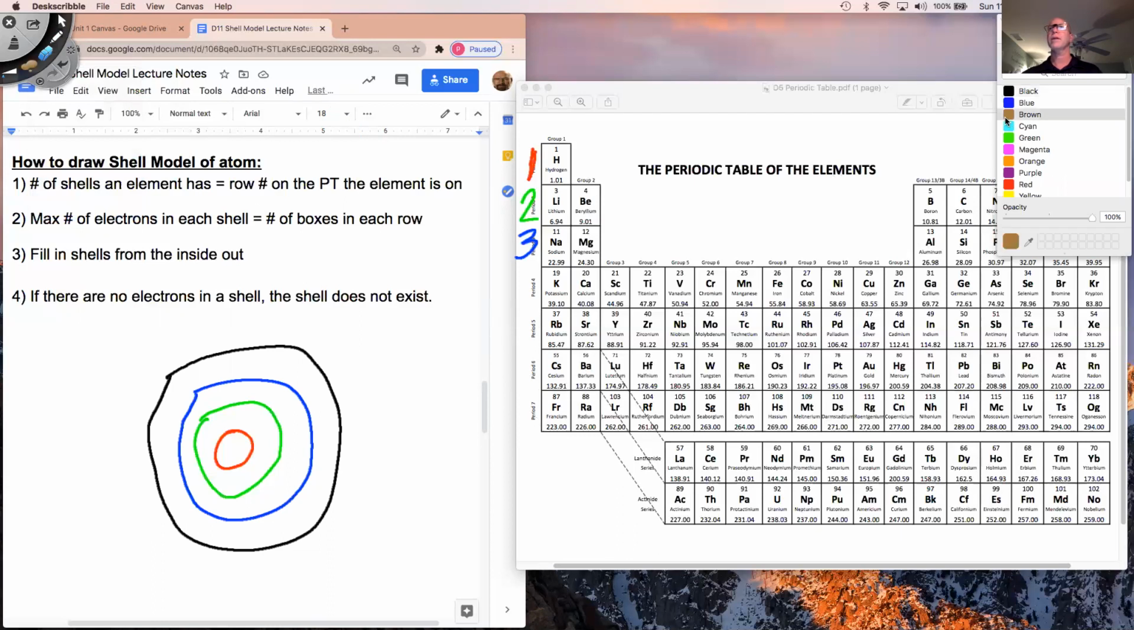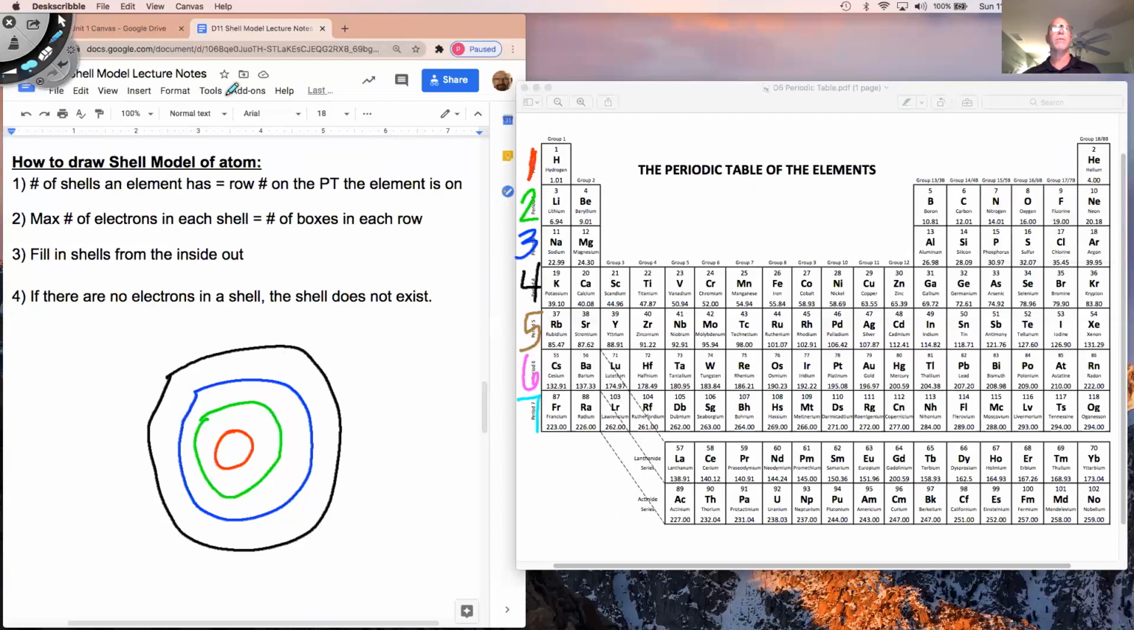So row number 4 is black, right? Oops, oh, that's why. So there's row number 4. Row number 5, we can make brown. Row number 6, I guess we can make that magenta. And then row number 7, what color can I use? Cyan? Fine. So each one of these, I'm not going to draw them all, but each one of these would directly correlate to a different row, okay?